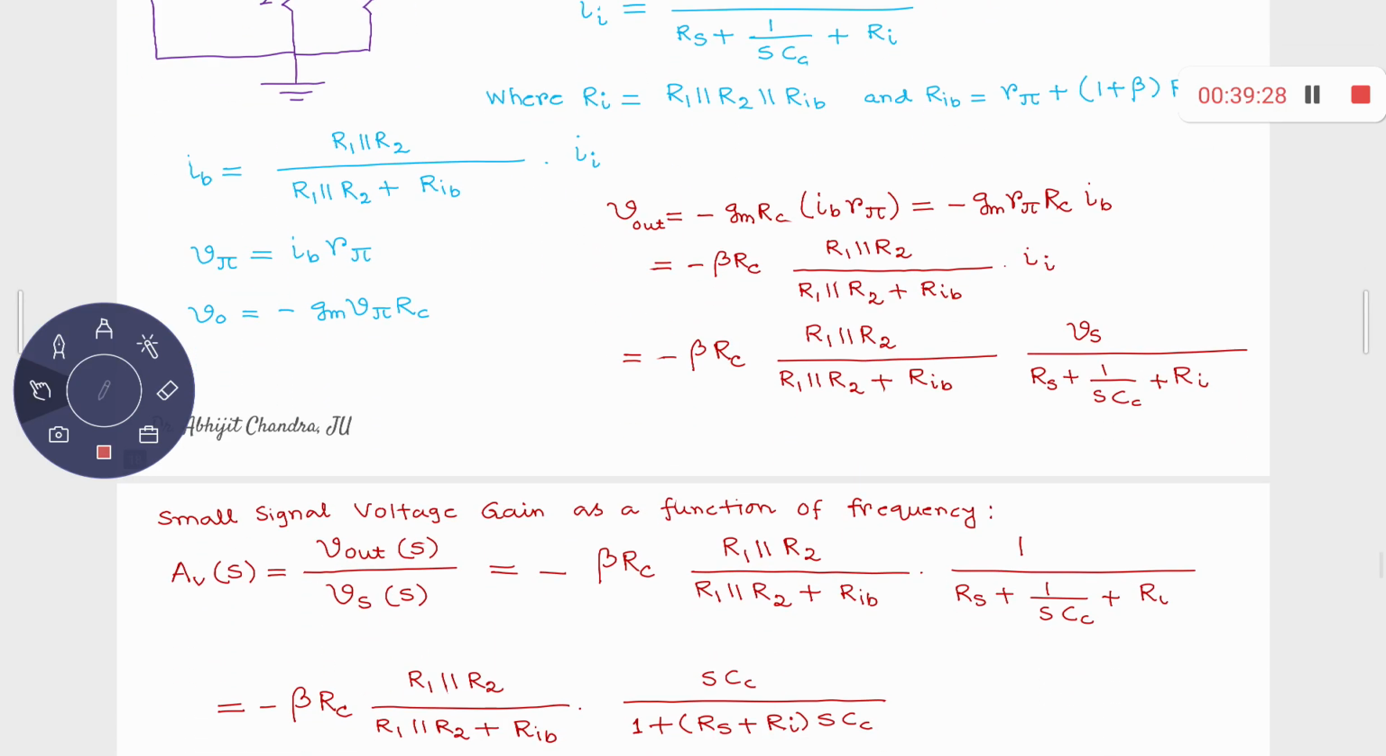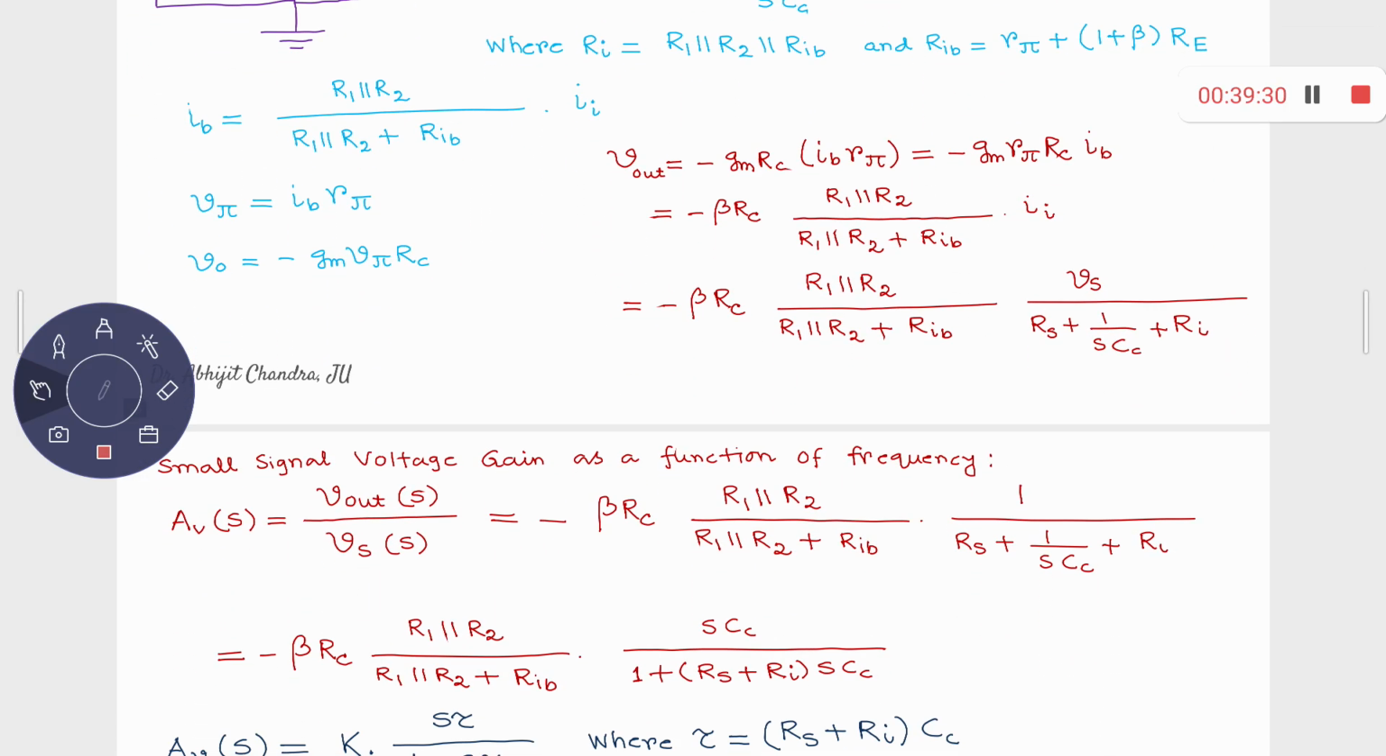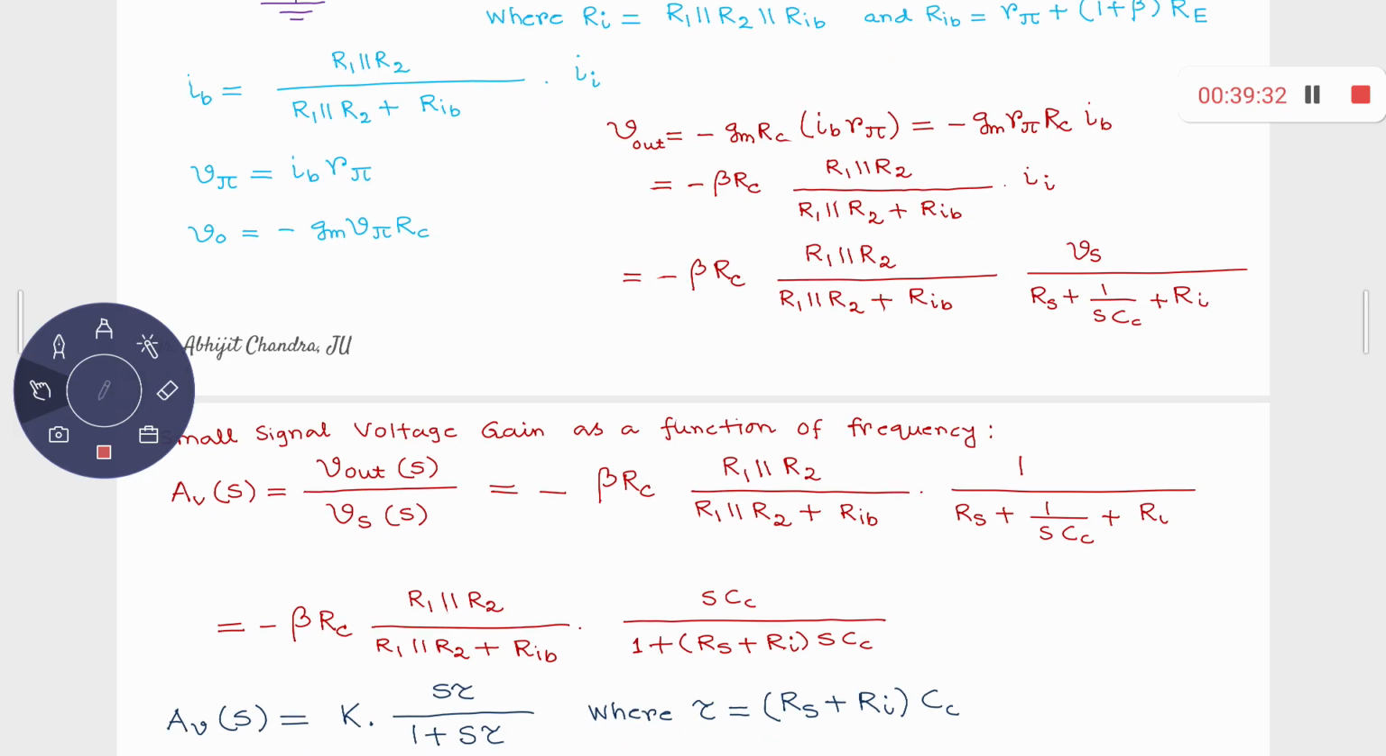So the small signal voltage gain as a function of frequency can be represented as minus beta RC times R1 parallel R2 upon R1 parallel R2 plus R_IB, multiplied with 1 upon (RS plus 1 upon SCC plus Ri). Now if you simplify this part, Rs plus Ri plus 1 upon SCC, you are getting SCC upon 1 plus (RS plus Ri) times SCC.